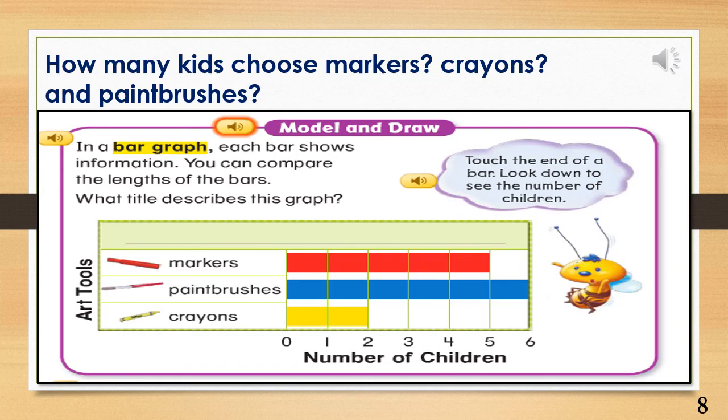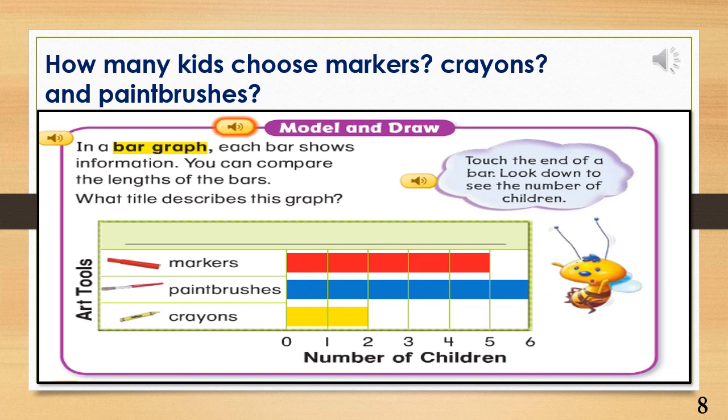Slide number 8. Model and draw. In a bar graph, each bar shows information. You can compare the lengths of the bars. On the vertical side, we have the art tools, which are the markers, paintbrushes, and crayons. On the horizontal side, we have the number of children. How many kids choose markers? Let's look at the red line. It ends at number 5. Therefore, 5 children chose markers.